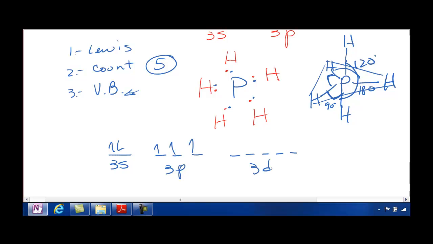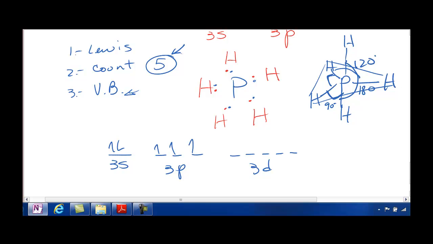The d's. And the d's are empty in the case of phosphorus, but they're there. Orbitals are regions in space. Their regions are there. The space is there. They just happen to be empty. But in this particular case, we need to use them. Why do we need to use them?